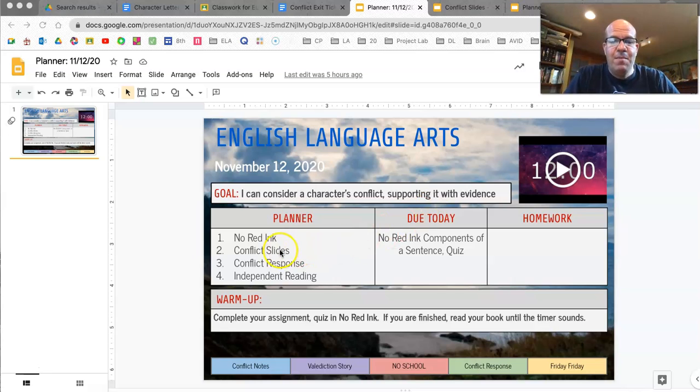Before we do that, we have some time in No Red Ink, and please note that the No Red Ink components of a sentence assignment and quiz are due today. We've got 12 minutes on the timer. I'll have you open the planner or just set a timer for 12 minutes in No Red Ink to start.